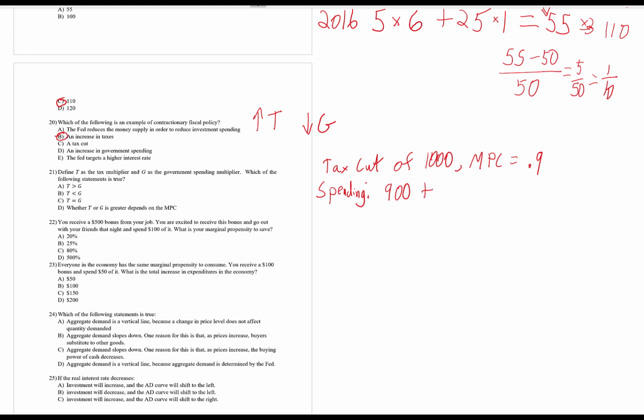Next person's going to get 900. They're going to spend 90% of that. So 900 times 0.9 is 810, plus 0.9 times 810, and so on.